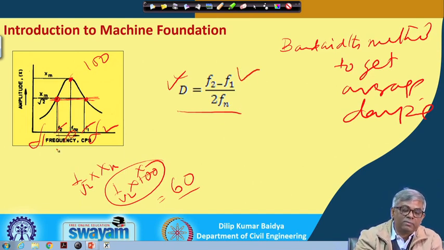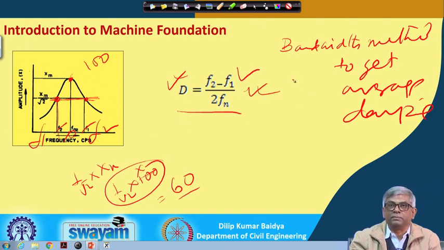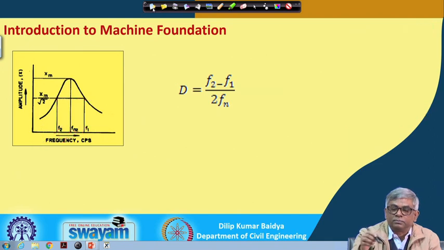So, Fn is here and F2 is this one. That means whatever Xm you are getting, multiply by 1 by root 2, then corresponding to that amplitude you will get 2 frequencies. Before resonance whatever we are getting is called F1, after resonance whatever you are getting is F2, then read from this graph F1, F2 and Fn and put them in this equation to get the damping. Okay. So, this is actually from the block vibration test.